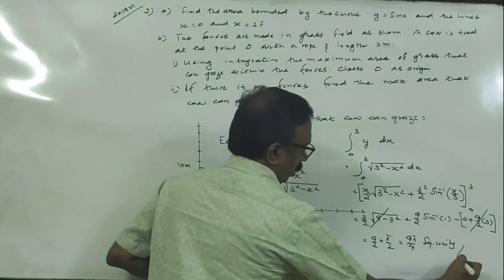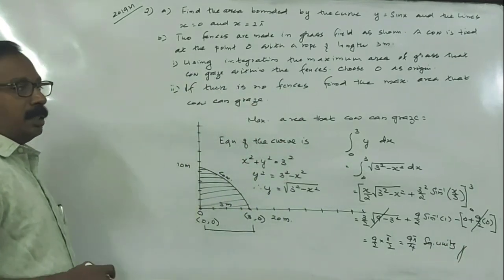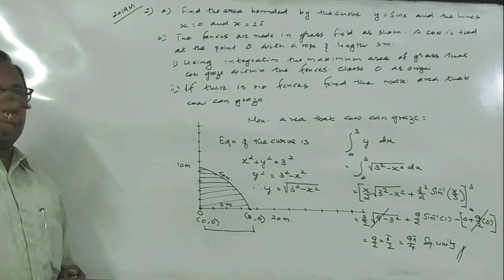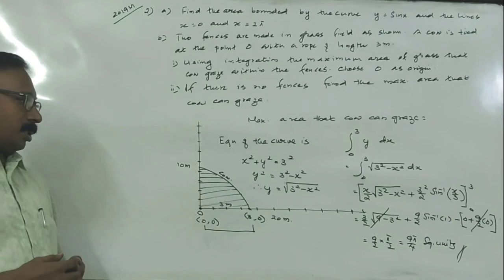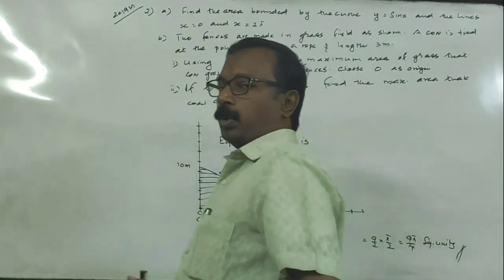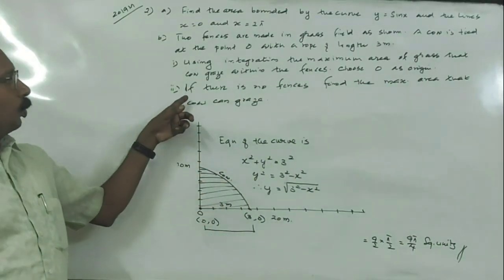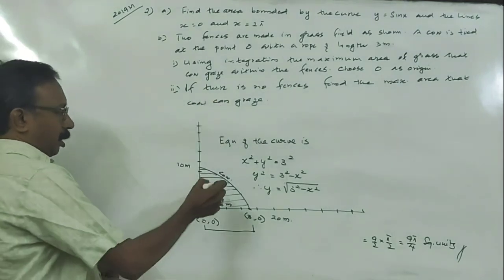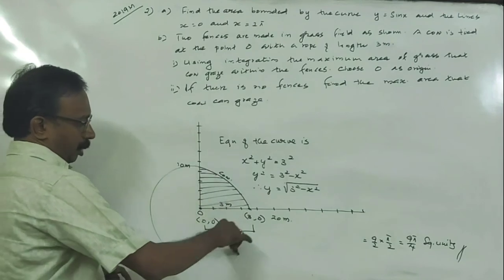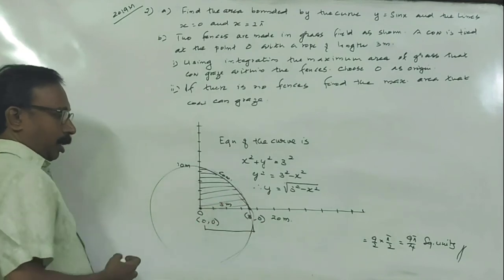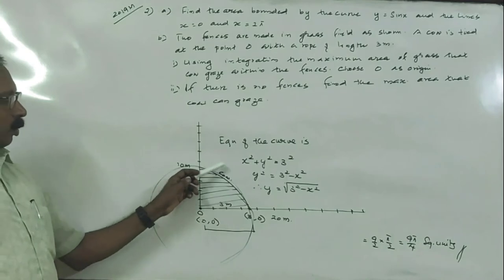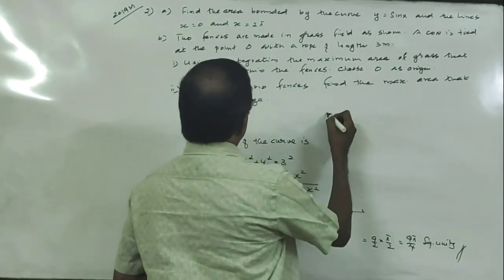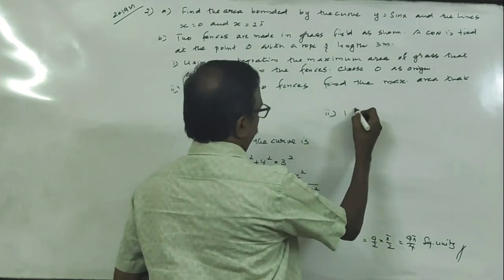This is the maximum area that the cow can graze, isn't it? When the length of the rope is 3 meters. Now one more question is there. If there is no fence, what is the maximum area that the rope can reach? If there is no fence, then the cow can graze in a circular way.